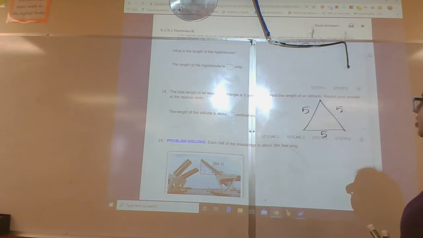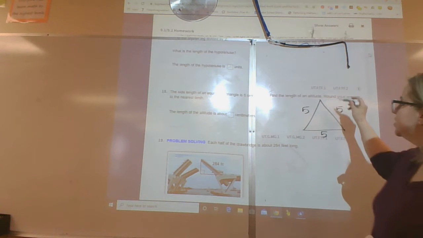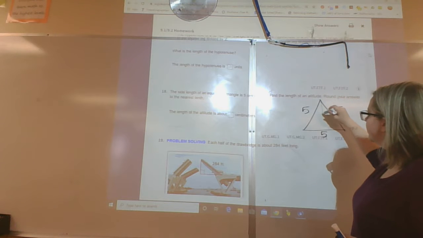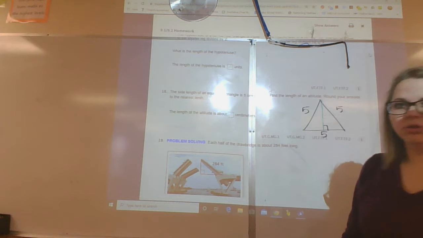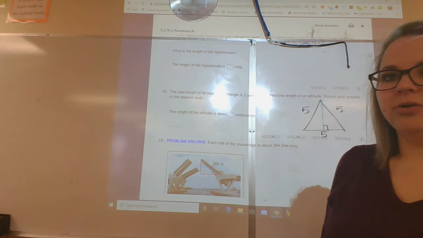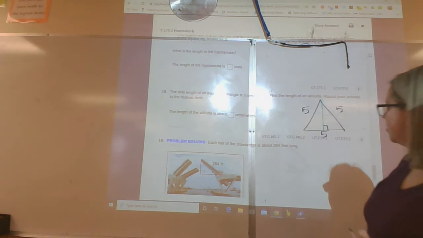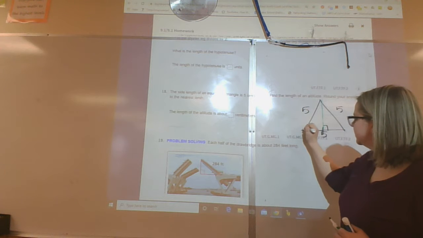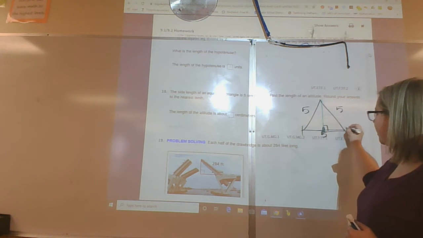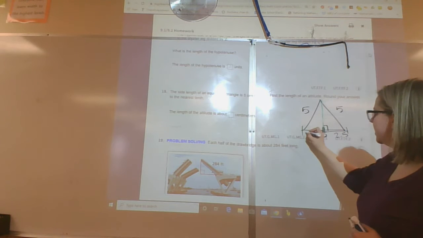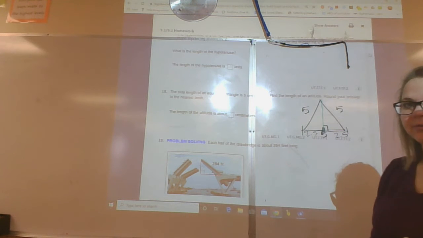Now the altitude is a line that goes from the point of the triangle and makes a 90-degree angle at the bottom of the triangle. In an equilateral triangle, that means that it splits this in half. So at the bottom in half. So this is 2.5 on one side and 2.5 on the other side.